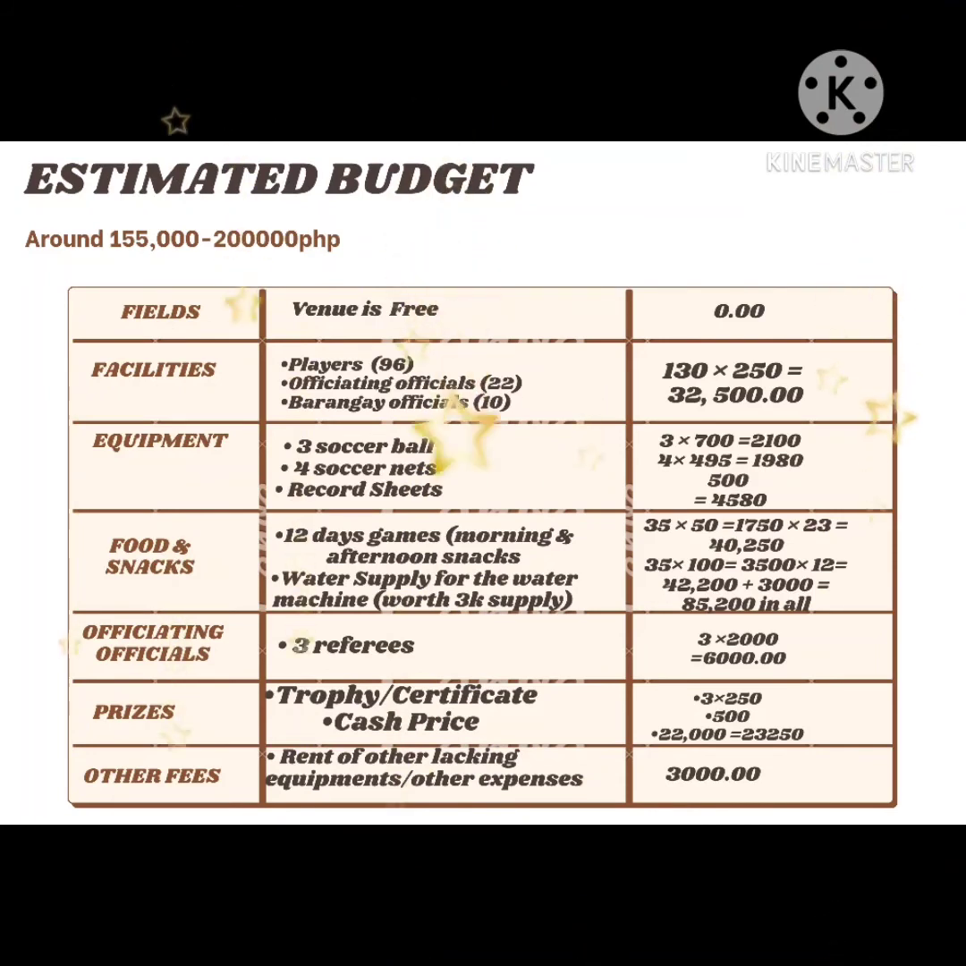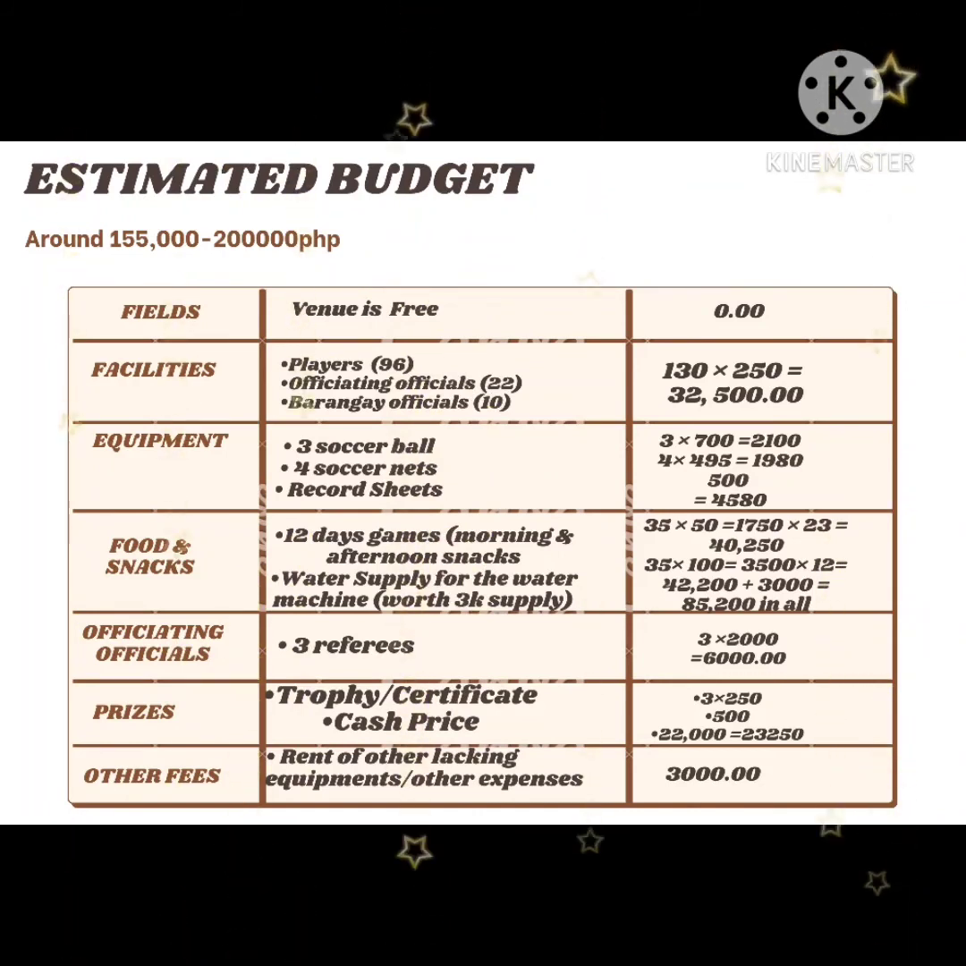Then the lunch. So there are 12 days nga naay lunch, since paspas ang dagan sa duwa. So kinahanglan og papanidtuhon ang mga officiating officials, like 35 times 100 PHP, 100 pesos ang budget per head. So equals 3,500 times 12, in total of 42,000. So it would cost in total of 85,200.